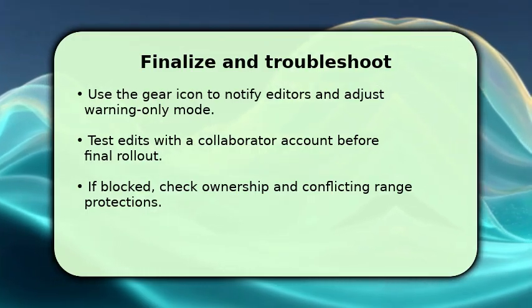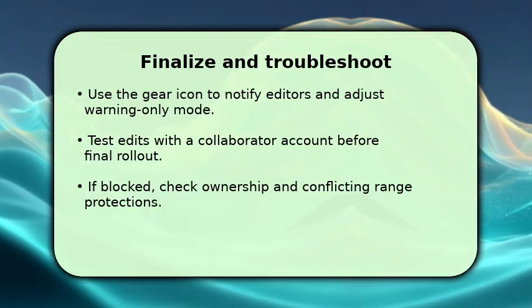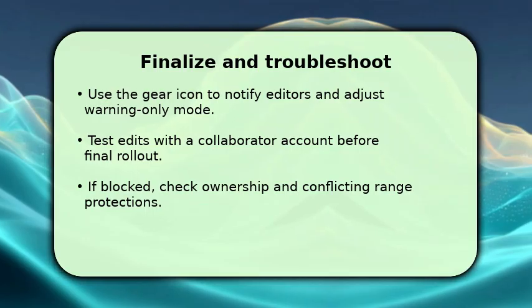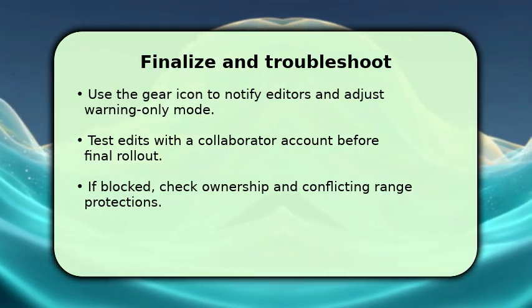If someone is unexpectedly blocked, make sure they are listed in permissions and verify there are no overlapping protections on nearby ranges. Ownership and conflicting rules are the most common issues to check when troubleshooting.